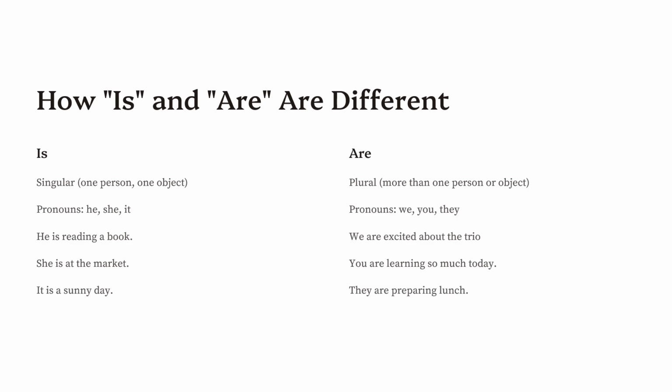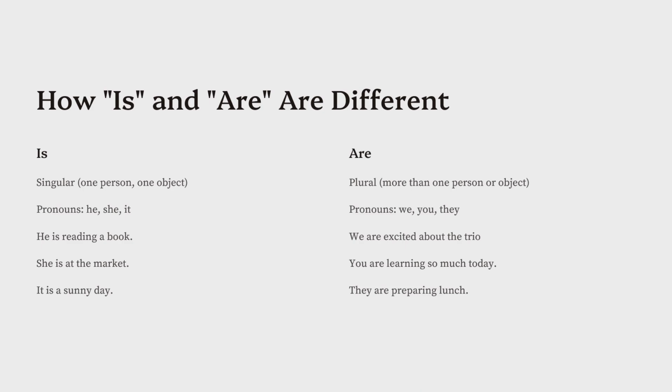Okay, so on the left-hand column, we have is, and on the right-hand column, we have are. So let's begin with the left-hand column, is. The word is used with singular subjects. That is, we're talking about one person, one place, one object, or even one idea. When paired with pronouns, is works with third person singular pronouns such as he, she, and it. So for example, he is reading a book. She is at the market. It is a sunny day. So notice how each sentence refers to just one subject, right? A single person or a single thing like the weather. That's your biggest clue when to use is.